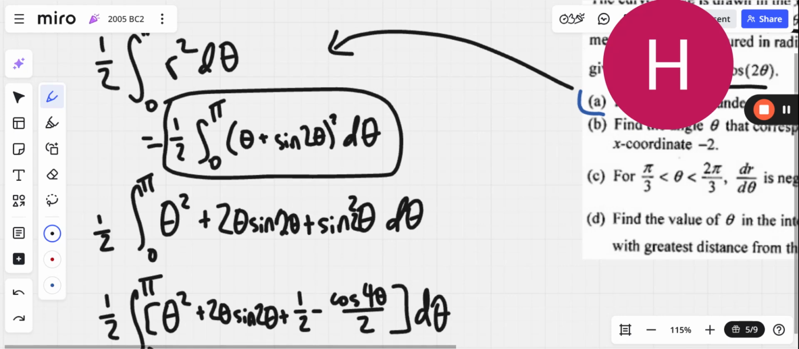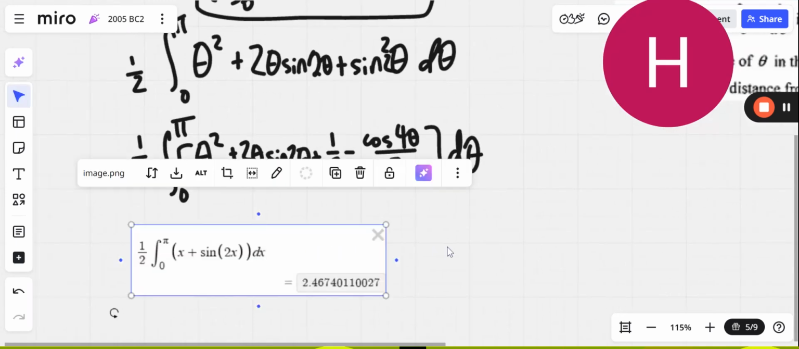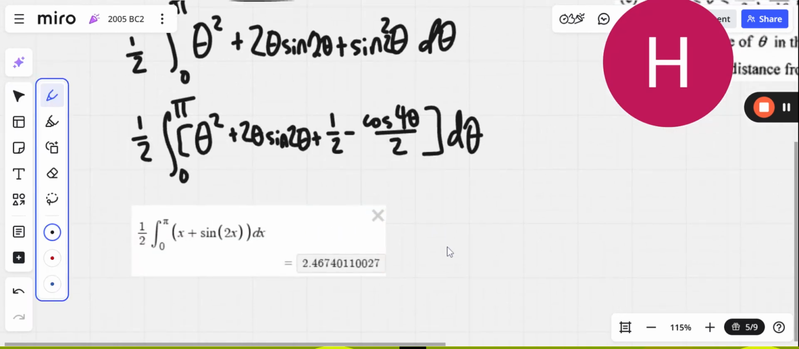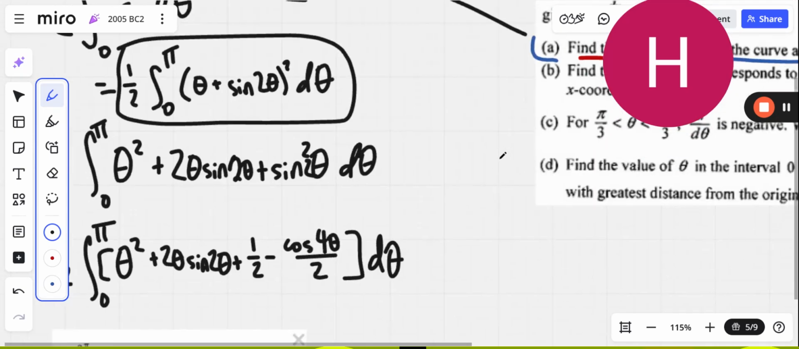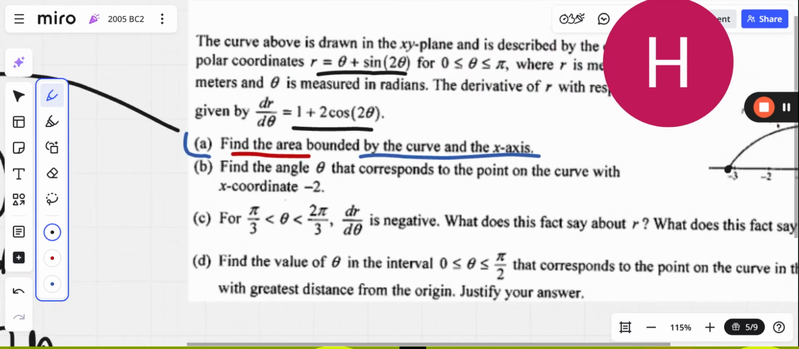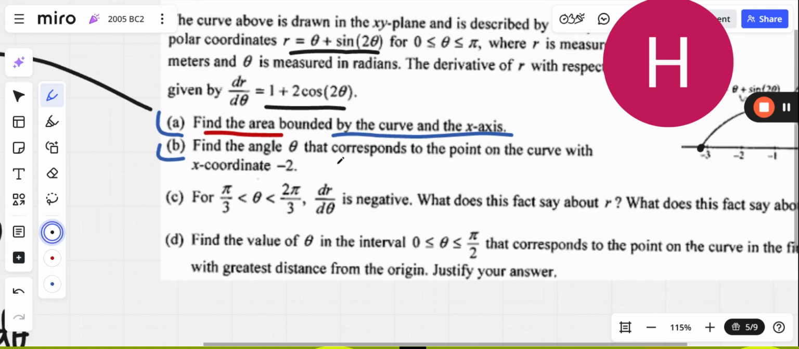I'll just show you guys. Might as well just show you. Put a quick little screenshot on there. So this would be our value, and it would be in like square meters, I guess, since r is measured in meters. I don't think they really mentioned that being important with the units or anything, but oh well. Okay, part B. Let's move on since we've established we need a calculator here. Find the angle theta that corresponds to the point on the curve with x-coordinate -2.